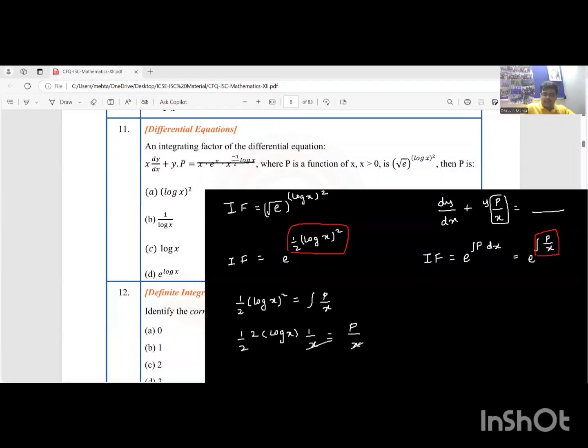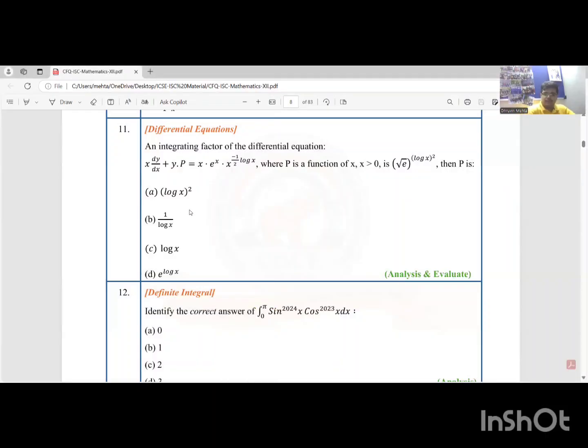We're done with the sum. You cut the x, you cut the 2, p is log x. So that is the correct answer. P is log x, option C. With that, students, we complete this question. Let's proceed to the next one, which is question 44.